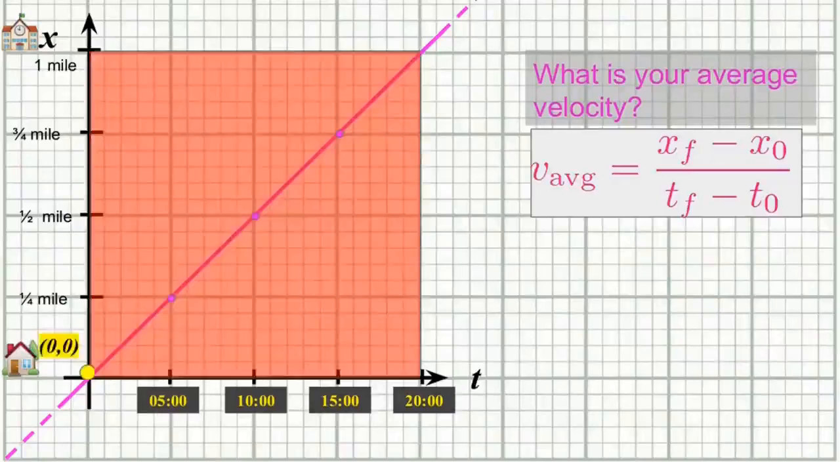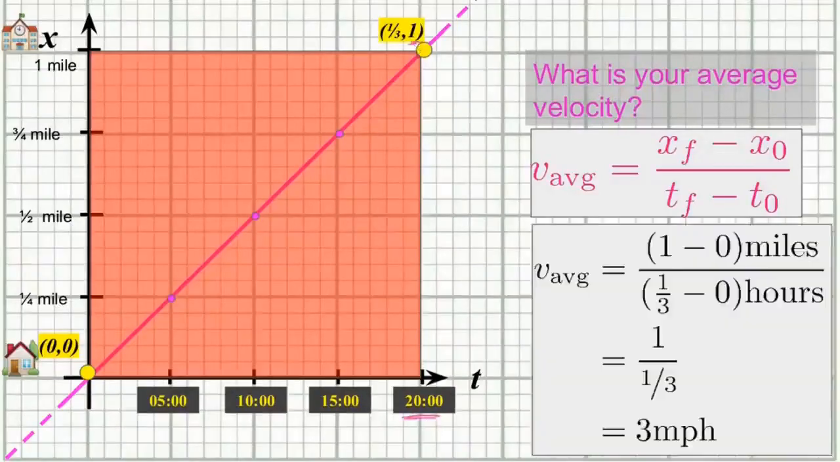So over this time period, here's our initial position and initial time. They're both 0. And our final time is 1/3 of an hour, or 20 minutes. Notice that that's 1/3 of an hour. And 1 mile. So let's calculate what the average velocity is. It's going to be 1 mile minus 0 miles over 1/3 of an hour minus 0 hours.